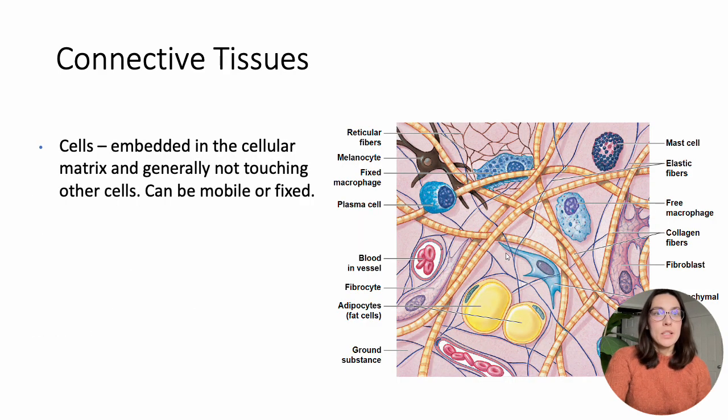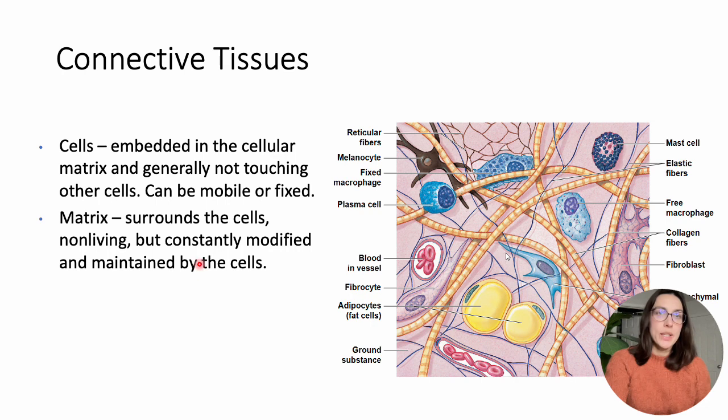Okay. So the cells are spread out, generally not touching, and the cells can either be motile or fixed, meaning the cells stay where they are forever and they just do a job locally, or there are cells that can move around from different parts of the tissue.